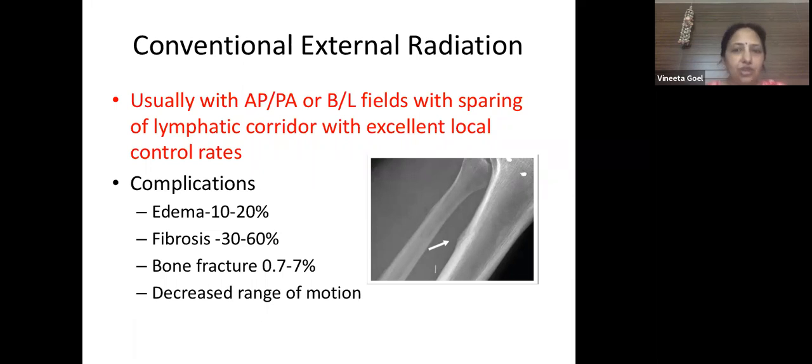And we have always been taught that we have to spare the lymphatic corridor, which means we should never be treating the entire circumference of the limb. We should be able to spare some area of the limb circumference where there is practically no radiation, so that the lymphatic flow continues and these patients have lesser chances of getting lymphedema. And while the excellent local control rates are preserved, the overall complication rate of external beam radiation therapy with conventional techniques is that about 10 to 20% of the patients get edema. Fibrosis occurs in 30 to 60% of patients. The bone fracture rate is about 0.7 to 7%, and there can be some decrease in the range of motion.